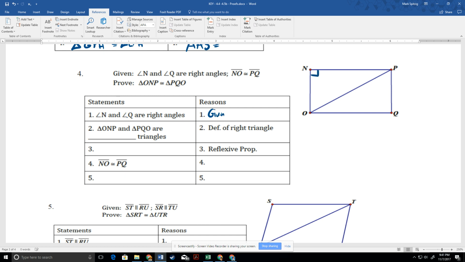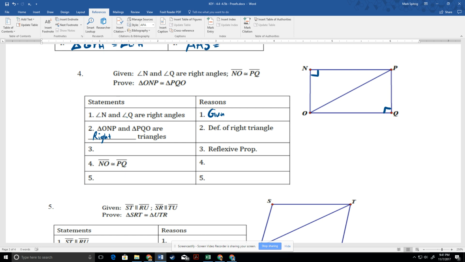So we'll go ahead and mark that congruent right there. It says that triangle ONP, this top triangle, and PQR, the bottom triangle, are what kind of triangles? Well, we look and it says definition of right triangles. What it's saying is that because these are right angles, then the triangles those right angles are in have to be right triangles. That's the definition of a right triangle, that it has a right angle, and we know those are right angles because that's given.